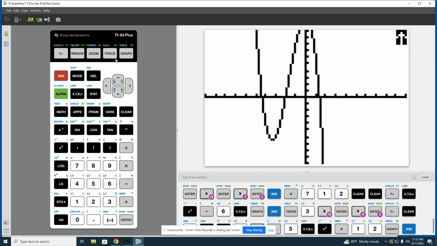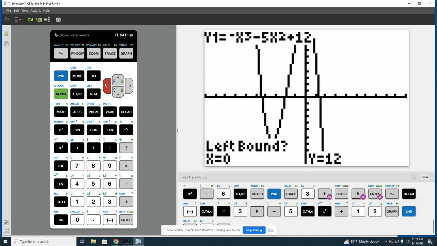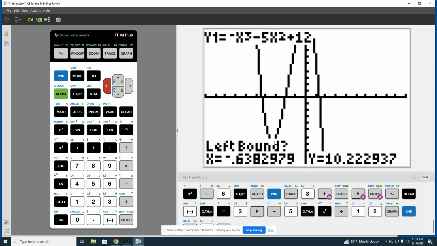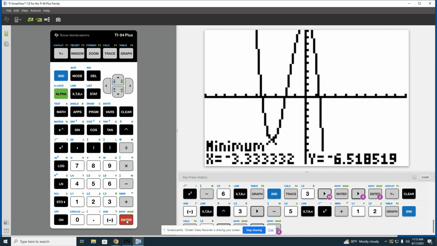Second, trace. Number 3, minimum. We scroll over, and again, you see where my cursor is? I'm going to scroll over until I'm to the left of this point. So let's scroll over until it comes back up a little bit. There we go. Now we're to the left of that minimum. Push enter. Now I'm going to go to the right of that minimum. Push enter. I'm going to push enter one more time, and its best guesstimate for me is what x value?